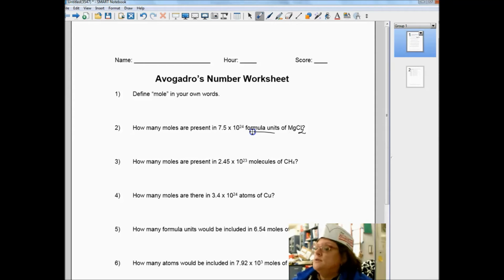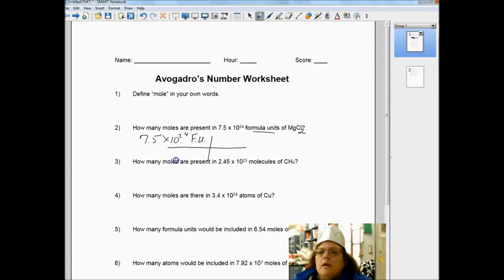We've been talking about covalent and ionic compounds. Covalent compounds are molecules. Ionic compounds are crystal lattices, and the simplest form of that, the empirical formula, is also called a formula unit. So that's all that means. Since magnesium chloride is an ionic compound, that's what we're dealing with. You take 7.5 times 10 to the 24th, and you know how you abbreviate formula units? It's kind of fun. FU. Yeah, I know I'm juvenile.